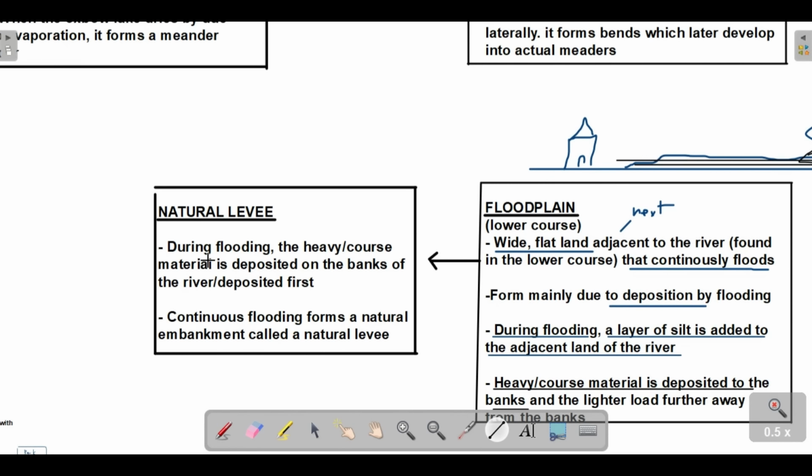This occurs during flooding. Again, it's the same explanation, really. During flooding, the heavy or coarse material is deposited on the banks of the river, or deposited first, and continuous flooding of this material forms a natural embankment called a natural levee.